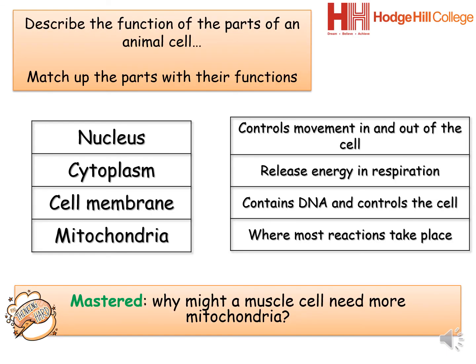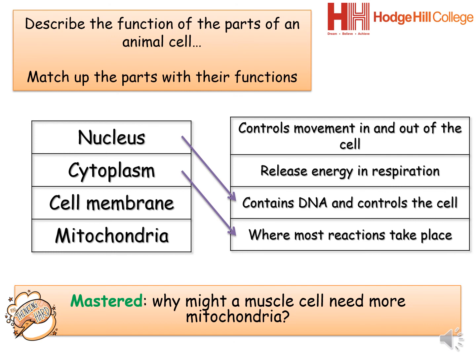So here are the 4 different components: nucleus, cytoplasm, cell membrane, and mitochondria. What we need to look at is what their functions are. So the nucleus is what contains the DNA and controls the cell. The cytoplasm is where most reactions take place. This is a jelly-like substance.